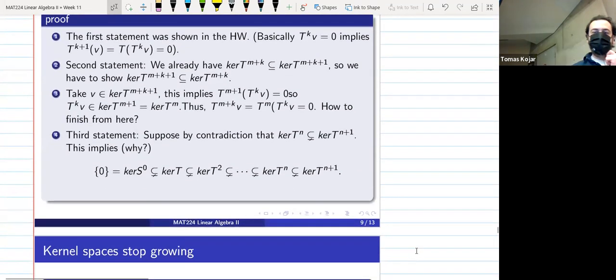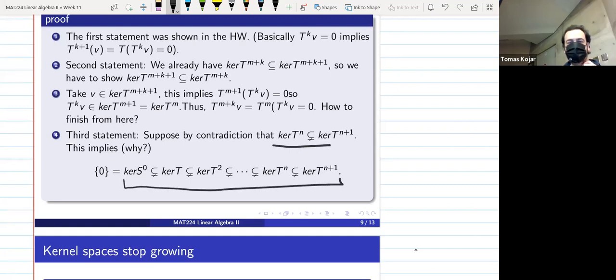Then, as you did in your homework, can someone tell me why this implies this? It's a little bit tricky. The answer is on the slide, so there's no new material. It's just logical. Even Zoom people, if you can tell me. Induction.